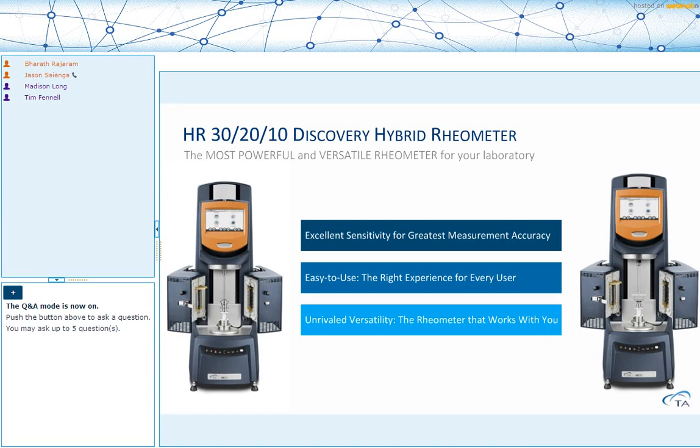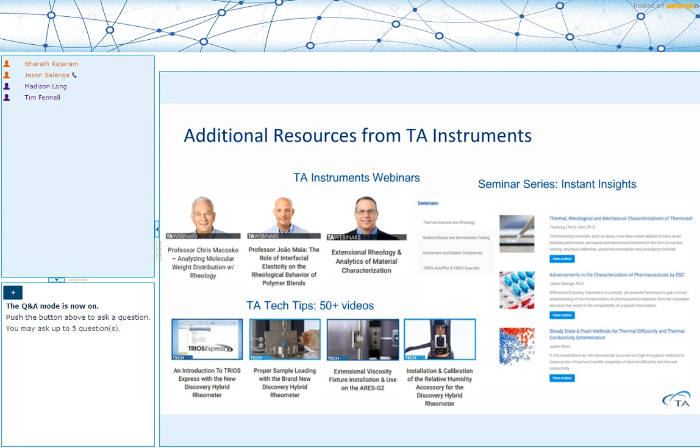With that, we sort of highlight the advantages of the Discovery Hybrid Rheometer. It delivers excellent sensitivity for the greatest measurement accuracy. It's easy to use, with one final right question experience here for every user, whether they're an advanced rheometer user, a scientist looking at extensional rheology, or an operator using a rheometer as part of many instruments in a QC type setting, and it has unrivaled versatility because it gives you 2-in-1 instrument capabilities within the same instrument.